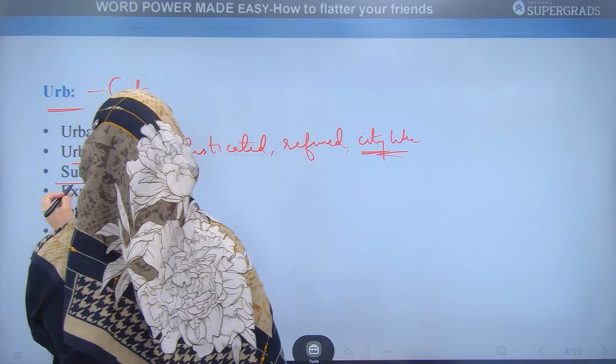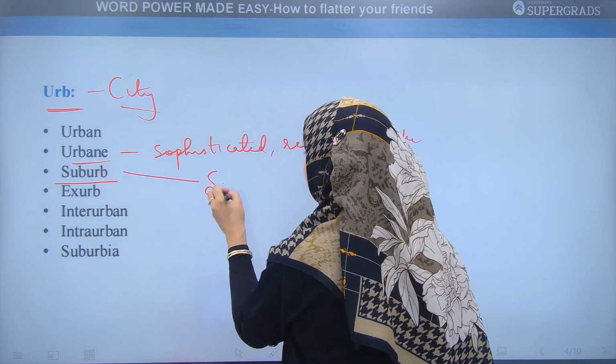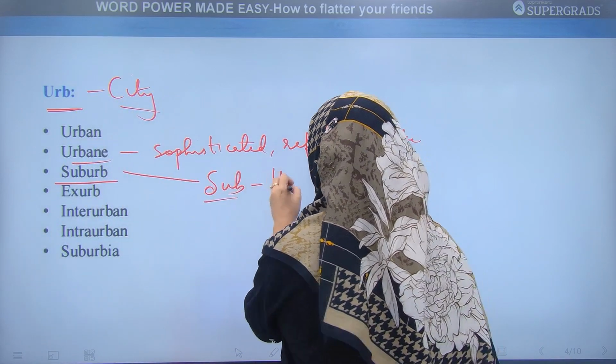What is suburb? Now, can you see a prefix here? Sub. Sub means under.